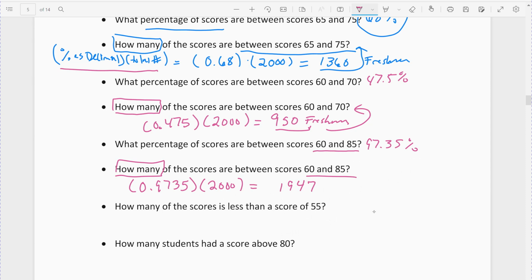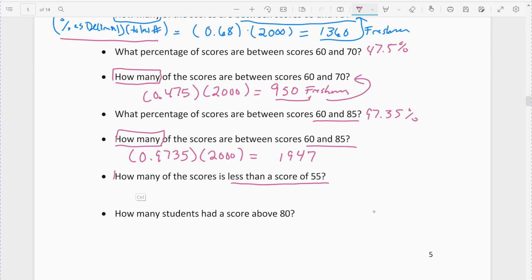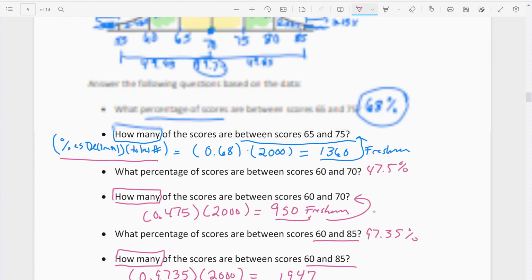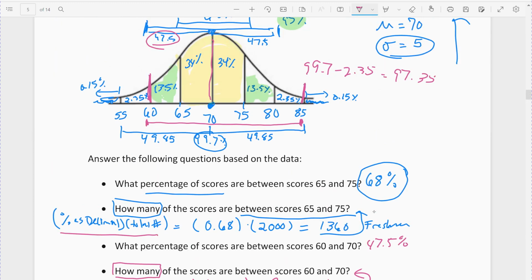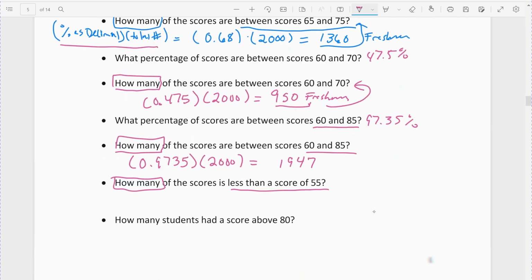The next one. How many scored less than 55? I'm going to find my percent first and then figure out how many. 55 puts me here, and I want less than it. Well, that's that 0.15%, so very, very small. This shouldn't be very many students at all. These should be outliers. Very few students scored less than a 55.